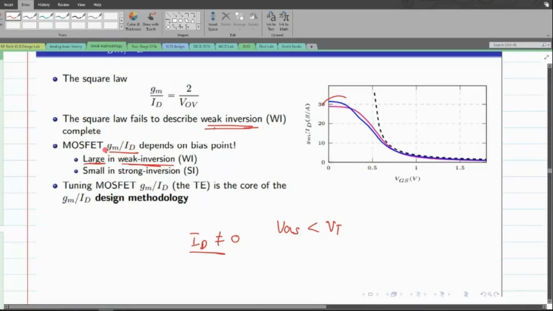Whenever the GM over ID is constant or larger, we say that we are in the weak inversion region, whereas whenever the GM over ID term is small, we say that we are in the strong inversion region. One could see that there is a variation of GM over ID over the control input VGS, due to which I can tweak this GM over ID term to define the transistor efficiency.